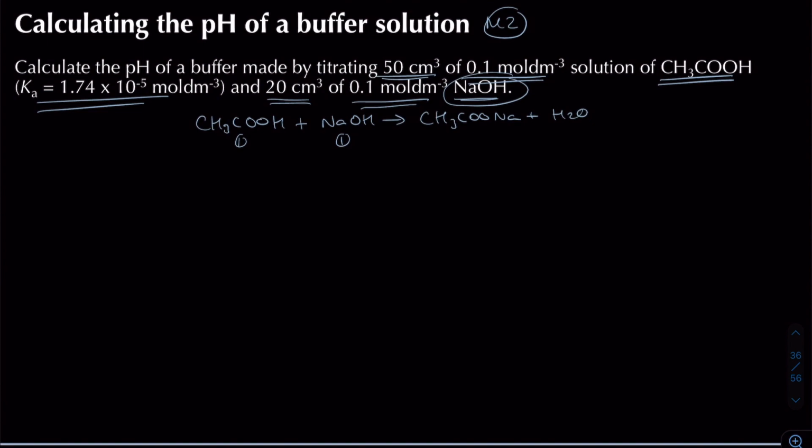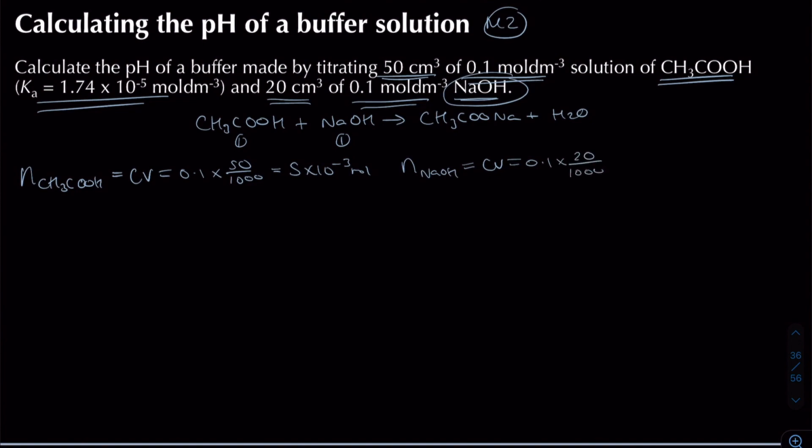So let's say I take and find the number of moles of ethanoic acid, CH3COOH. That's going to be equal to concentration times volume, 0.1 times 50 over 1,000. I put that in my calculator and I end up with a value of 5 times 10 to the power of minus 3 moles. And then I'm going to find the number of moles of my sodium hydroxide, which is equal to concentration times volume again, so 0.1 times 20 over 1,000 this time, and I end up with 2 times 10 to the power of minus 3 moles itself. So I worked out the number of moles of each one.